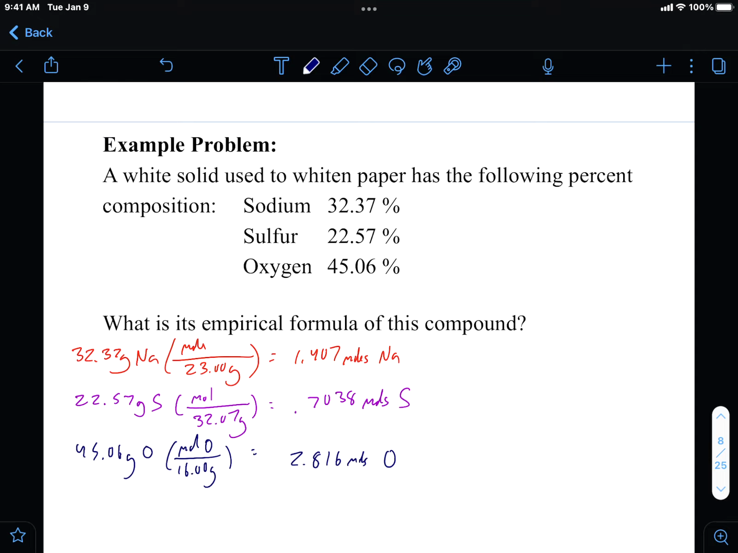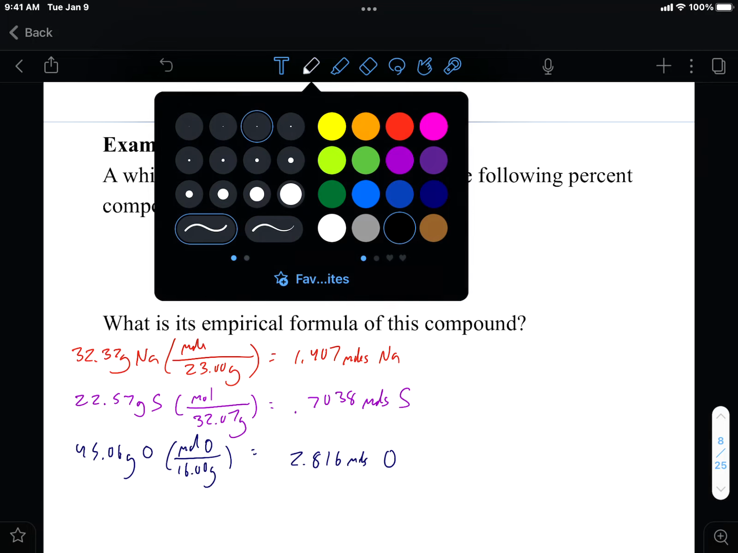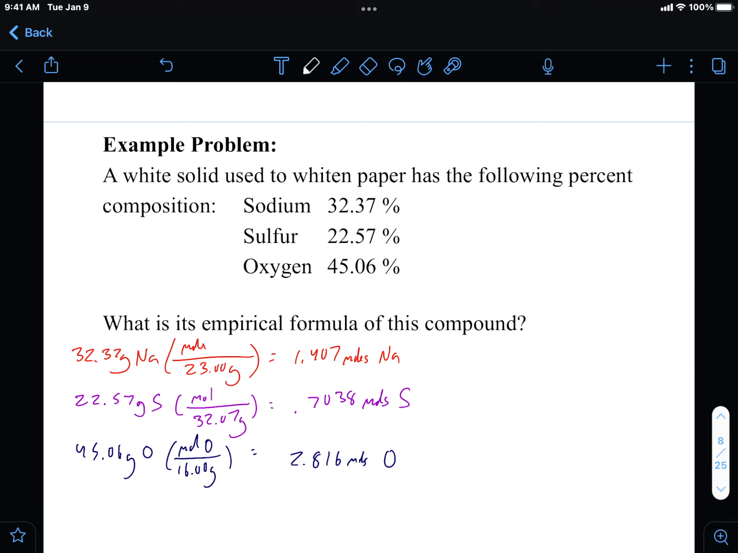I've got all of my elements into moles, and the second step in empirical formulas is to divide everything by whichever number of moles is the smallest. The smallest value here is 0.7038, so I'm going to divide everything by that. The first number gives me roughly 2. It's a number that is clearly intended to be 2. 0.7038 divided by itself, of course, is 1. And 2.816 is going to give us 4.